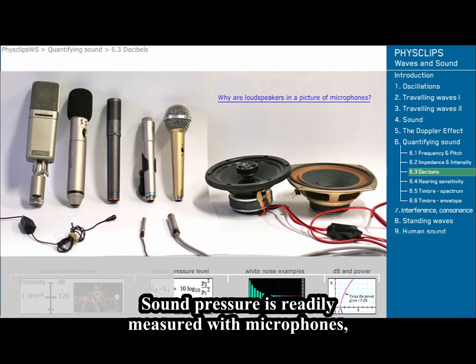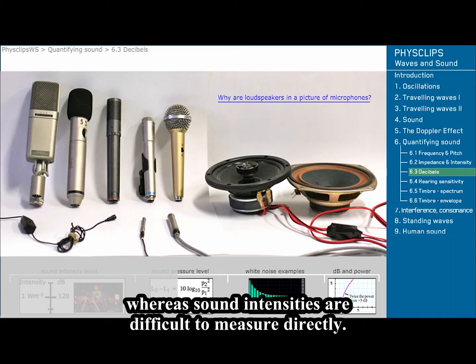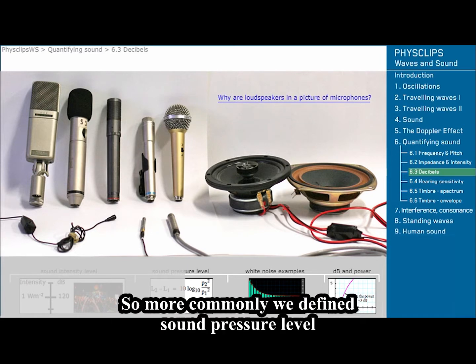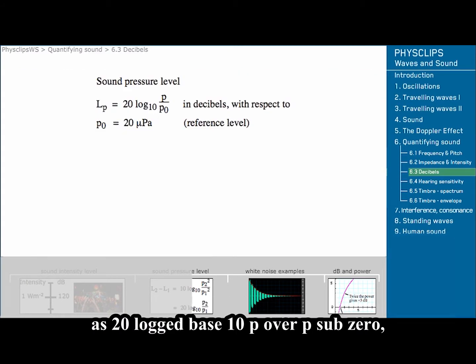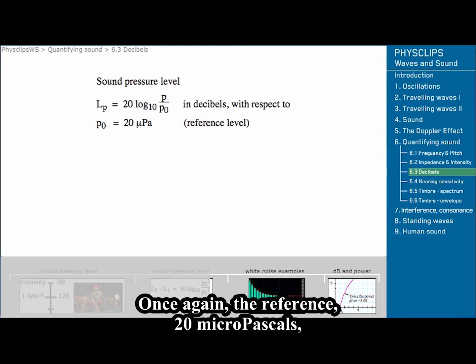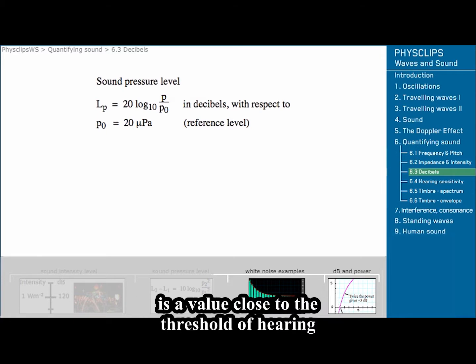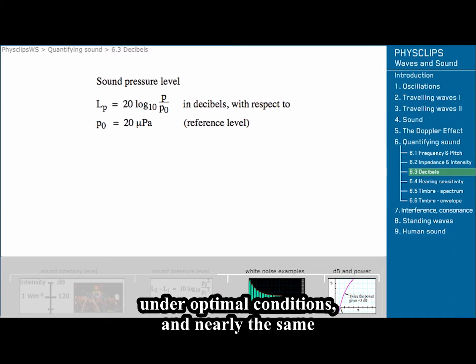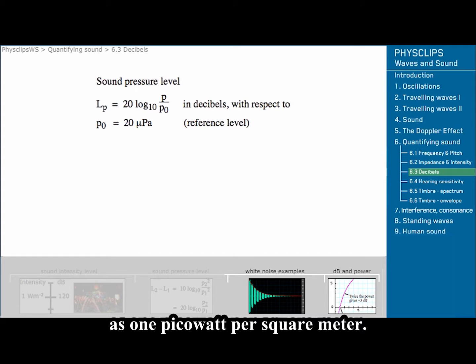Sound pressure is readily measured with microphones, whereas sound intensities are difficult to measure directly. So, more commonly, we define sound pressure level as 20 log to base 10 P over P sub 0 with respect to a reference level of 20 micropascals. Once again, the reference, 20 micropascals, is a value close to the threshold of hearing under optimal conditions and nearly the same as 1 picowatt per square metre.